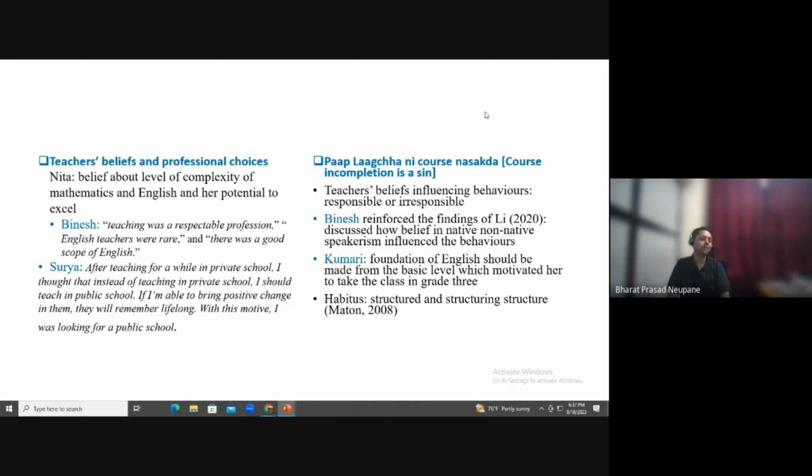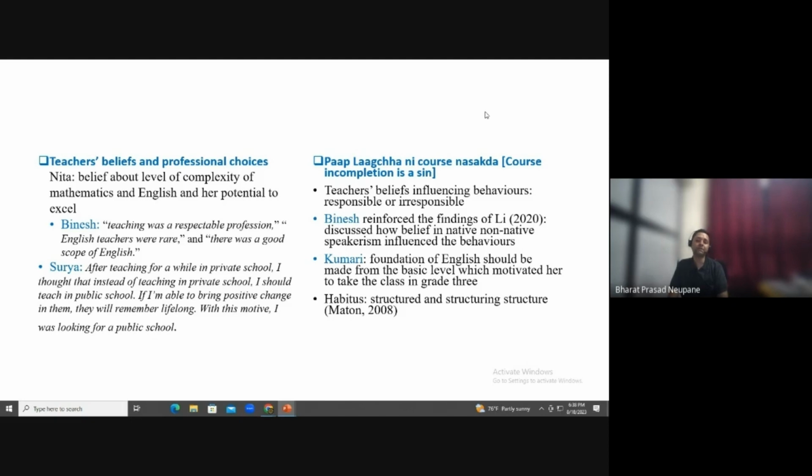And even Binas shared that. So he believed that teaching was a respectable profession. English teachers were rare, and there was a good scope of English. That was his initial belief. That's why he joined the English language teaching profession. Even Surya echoes a similar kind of experience, a similar kind of story regarding the influence of belief on professional choice.